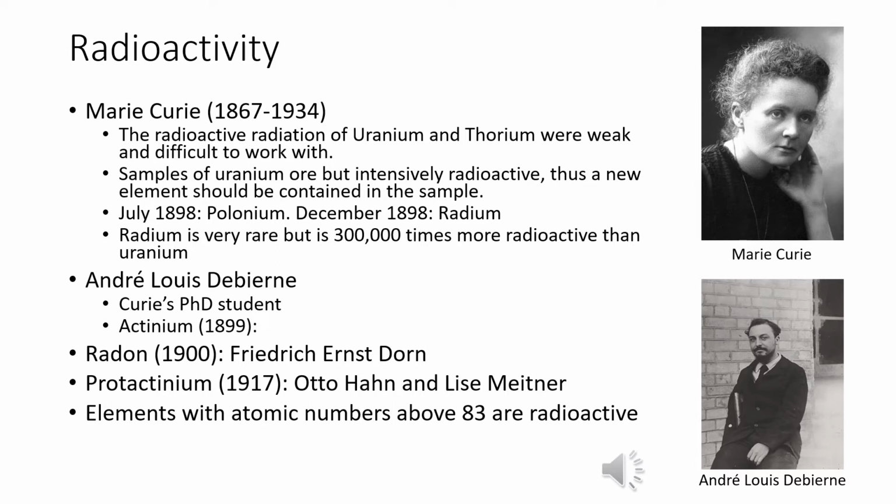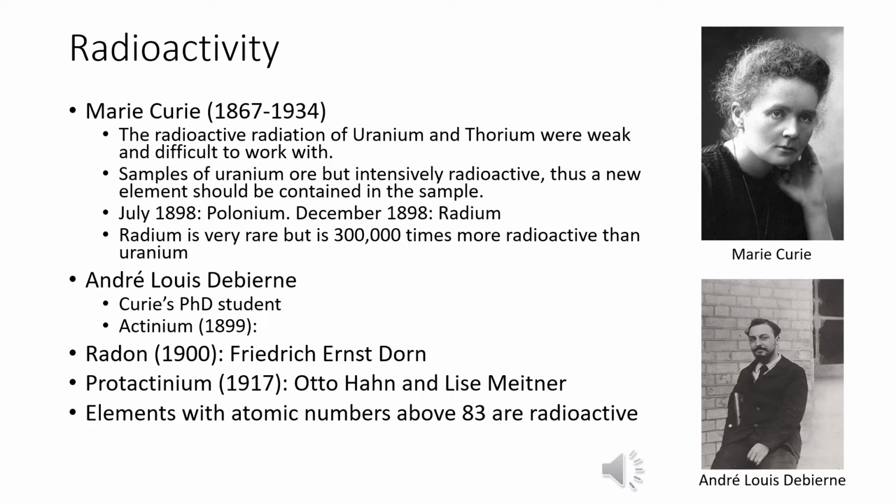Now, like in the case of other scientists, for example J.J. Thomson or Arnold Sommerfeld, Marie Curie was also the supervisor of other famous scientists, for example André Louis Debierne, who was a PhD student of Marie Curie, and he himself discovered a new element which was also radioactive, which is actinium. So now the list of radioactive elements started to expand at the end of the 19th century.